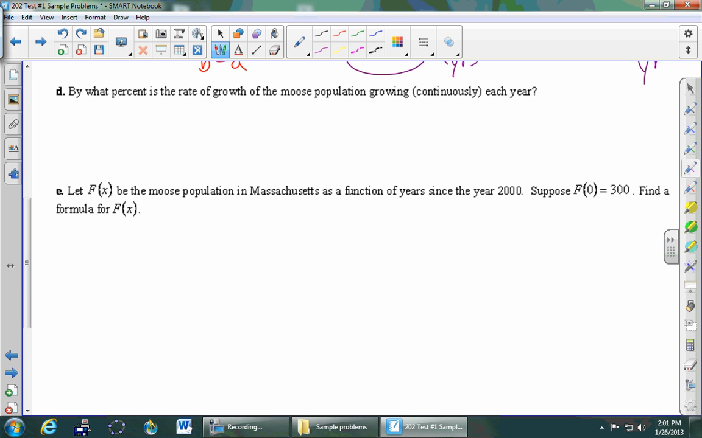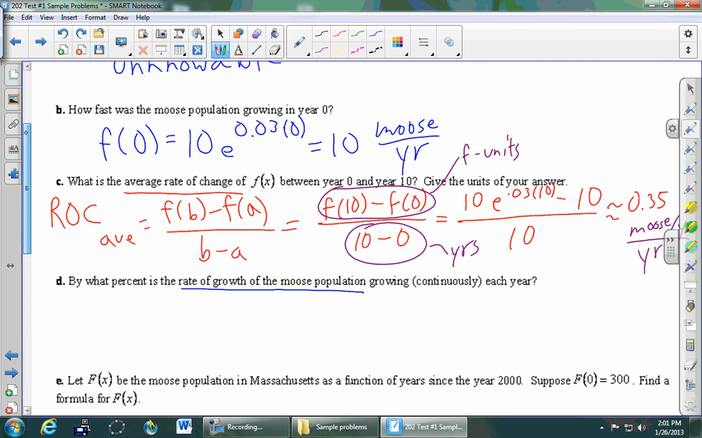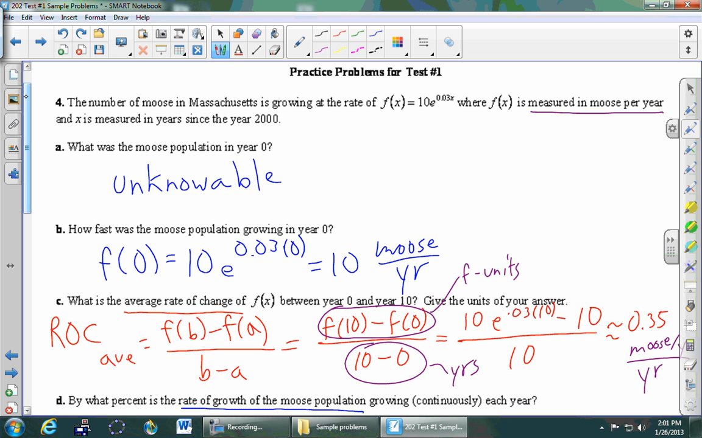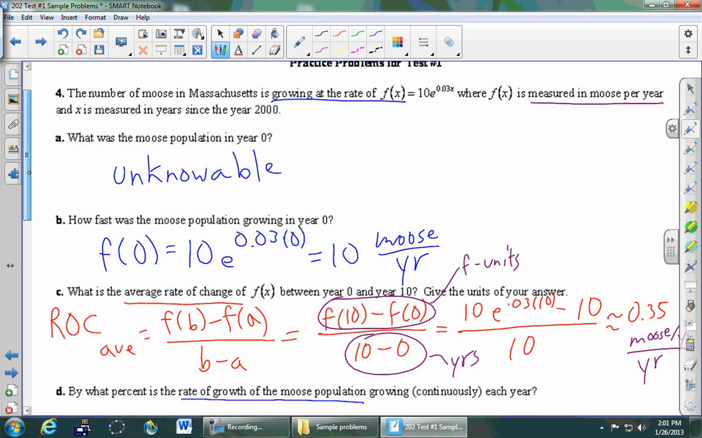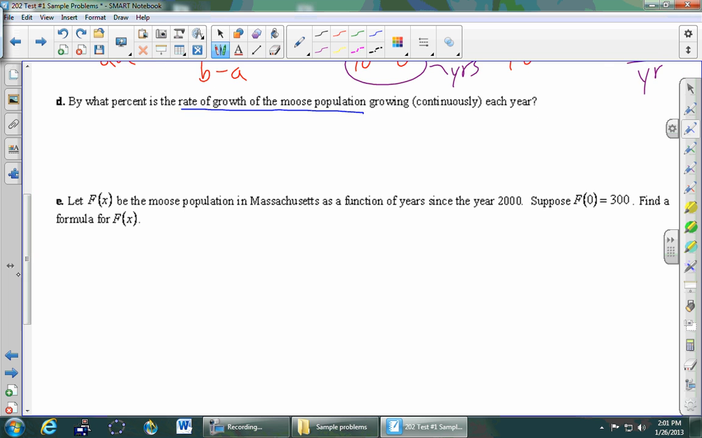Okay, so we got to be really careful with what the question's asking. So the rate of growth of the moose population, that's a phrase that we've seen, or it's almost exactly this phrase right here, growing at the rate of. So that underlined thing is F. That's describing F. So this rate of growth right here refers to F. So that's just F. But then the very next word tells us we got to do something else.